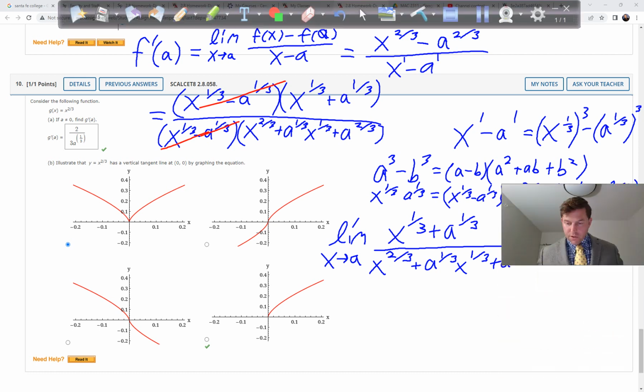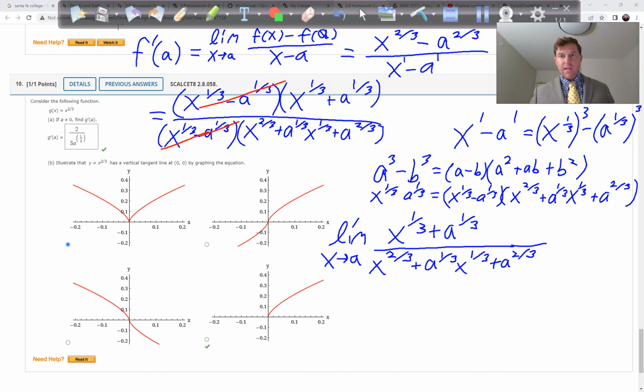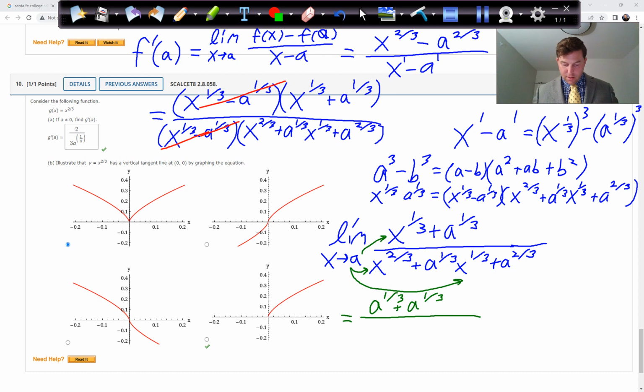Now, because we were able to get rid of this x minus a, that was the only term making it so we couldn't plug in a for x, because this would have become zero. So now we can replace all x's with a, because we're not going to have a divide by zero problem. So this is going to equal a to the 1/3 plus a to the 1/3, divided by a to the 2/3 plus a to the 1/3 times a to the 1/3 plus a to the 2/3.